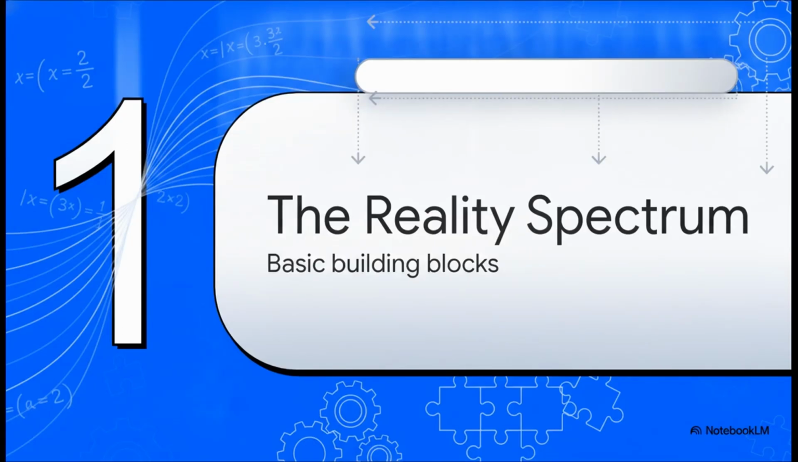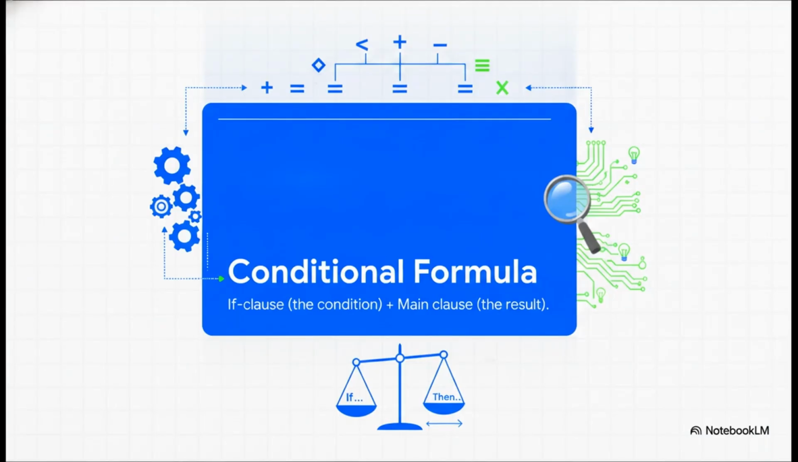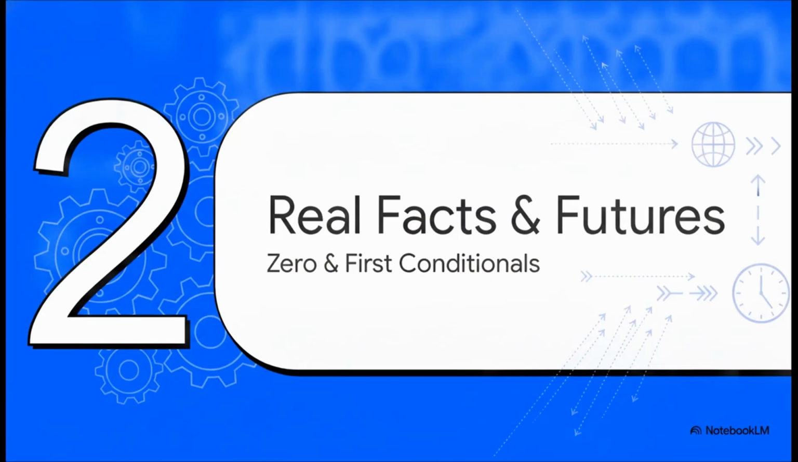Section 1. The reality spectrum. Understanding the basic building blocks of conditionals. Before we get completely bogged down in memorizing verb tenses, I want you to think of conditionals kind of like math equations. It's actually a super straightforward cause and effect relationship. The basic formula is this: an if clause representing your condition plus a main clause representing the result. So, if something happens, then something else happens. And the crazy part is, swapping just a single variable in this equation completely changes the level of reality you're describing.